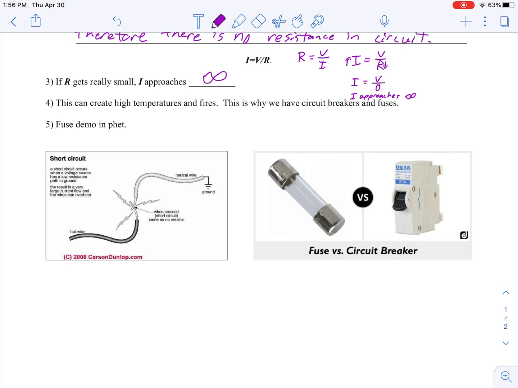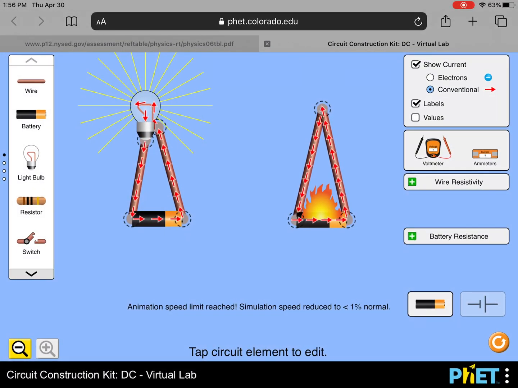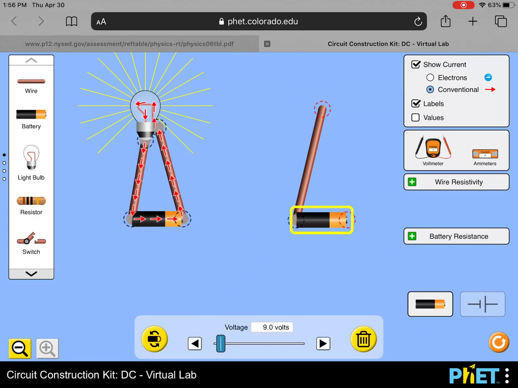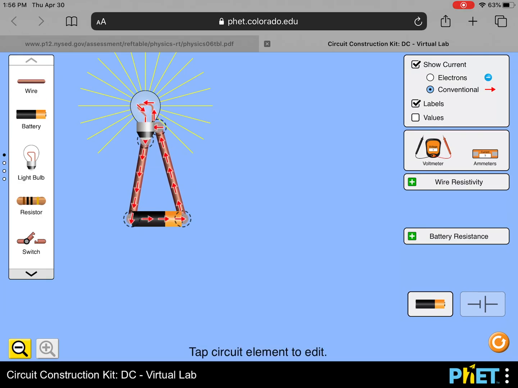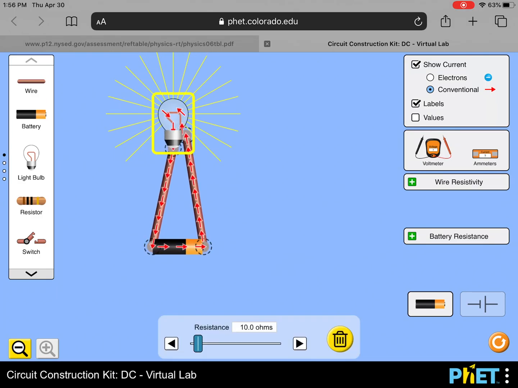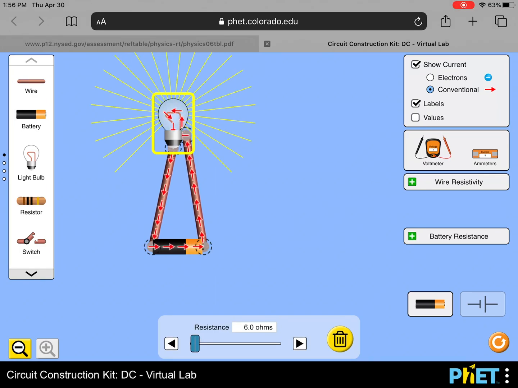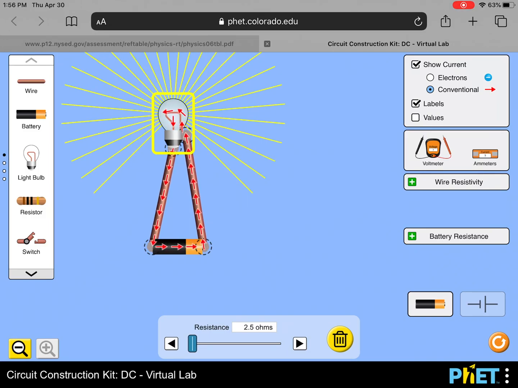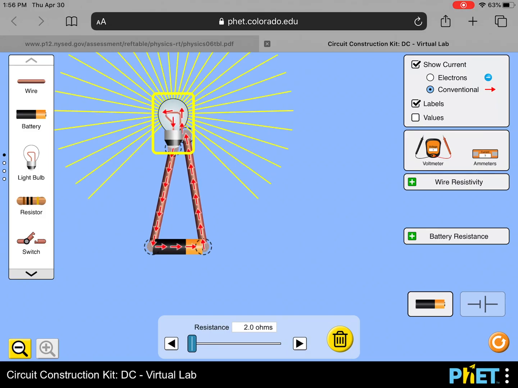But let's look at how fuse boxes actually work. Or excuse me, how fuses actually work. So I am going to get rid of this circuit on the right here. All right, so I have this one here. I'm going to change some of the settings. I'm going to make the resistance on this pretty darn low. All right, let's make it like 3 ohms. Now let's go 2 ohms.